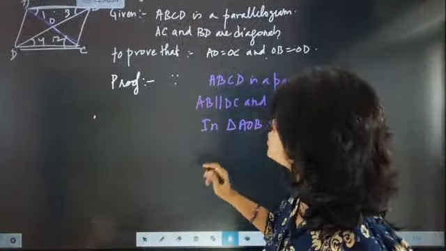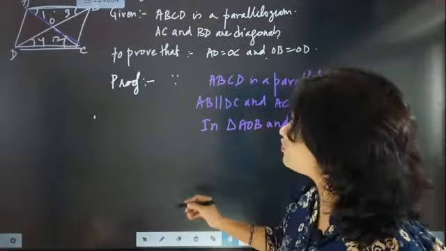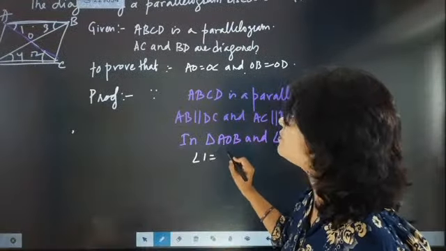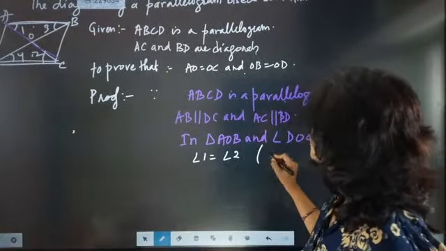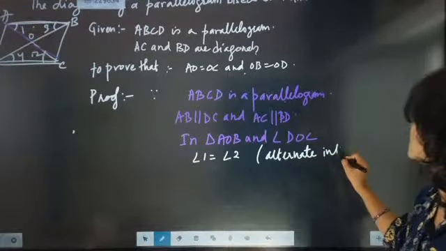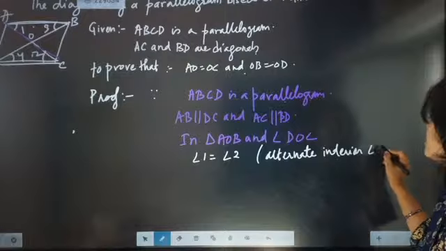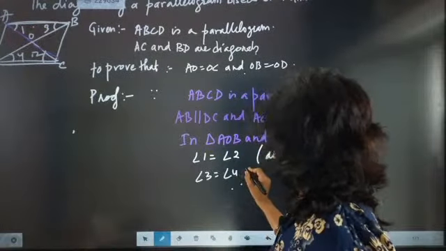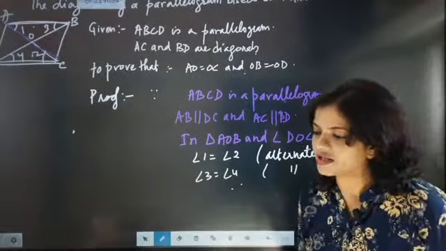We will say that this angle is equal to this angle: angle 1 equal to angle 2, and angle 3 equal to angle 4. Why? Because of alternate interior angles. In triangle AOB, angle 1 is equal to angle 2, alternate interior angles, and angle 3 is equal to angle 4, again the same logic, alternate interior angles.